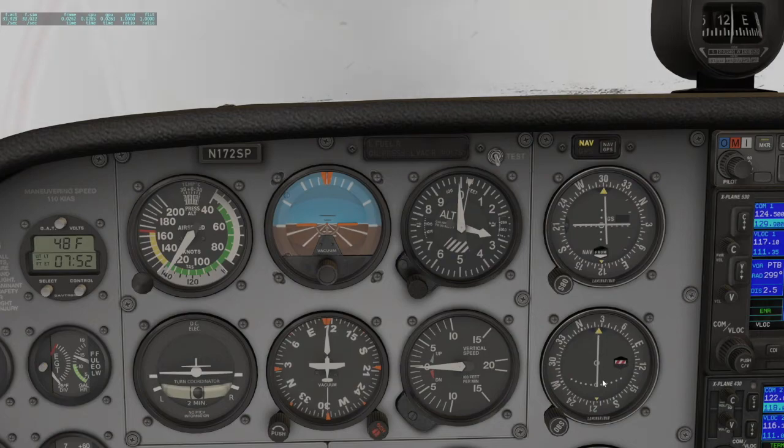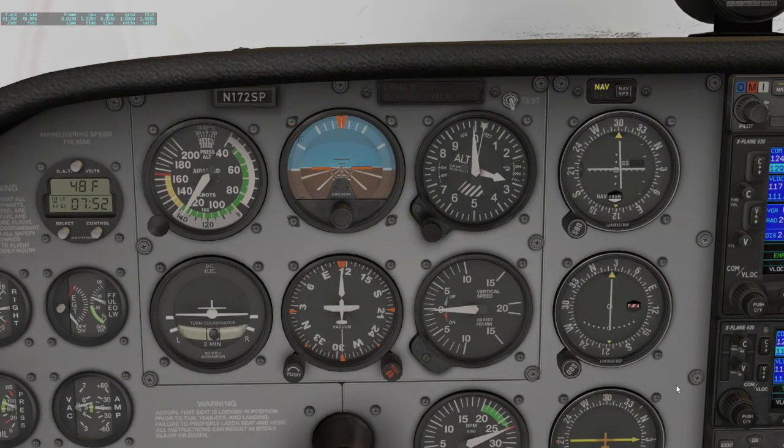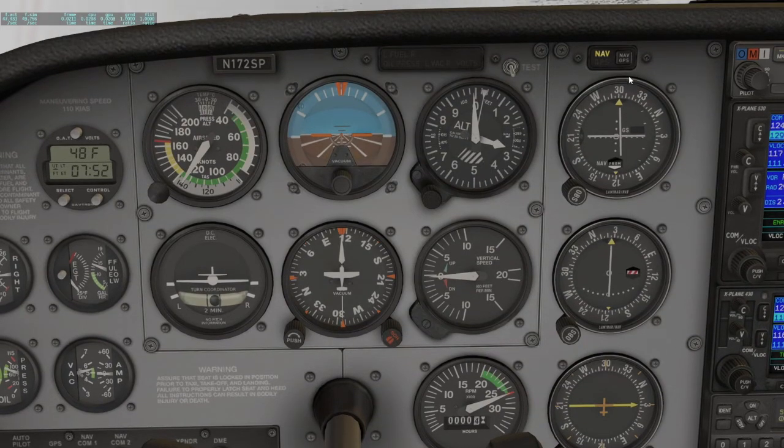Okay, what is 300 inbound? 300 inbound is a 300 from, but going the opposite direction, it's actually 120. The reciprocal of this radial is 120. And that is the 300 inbound.